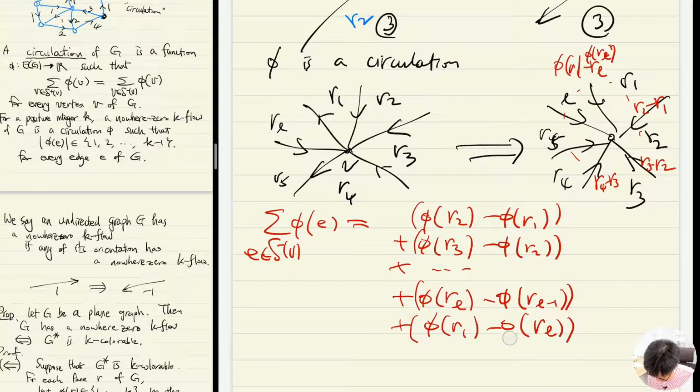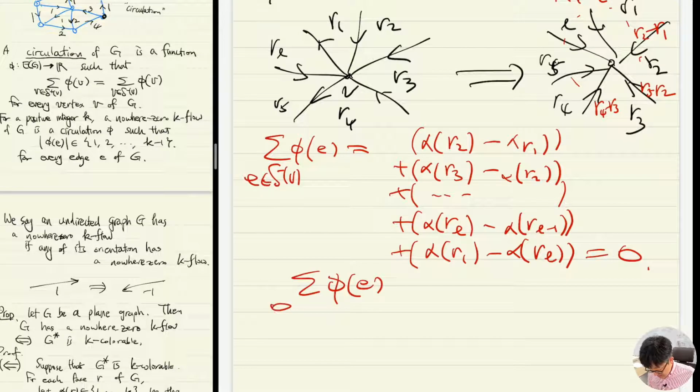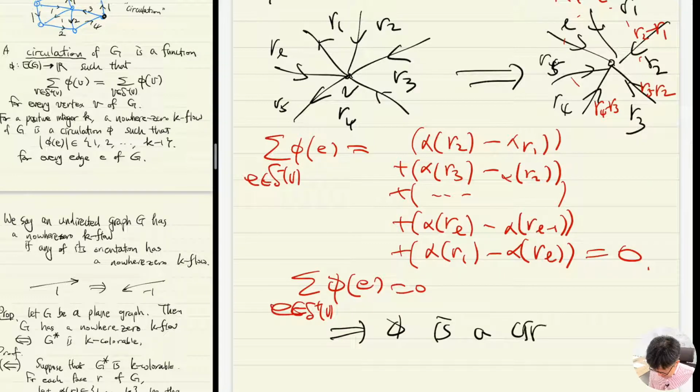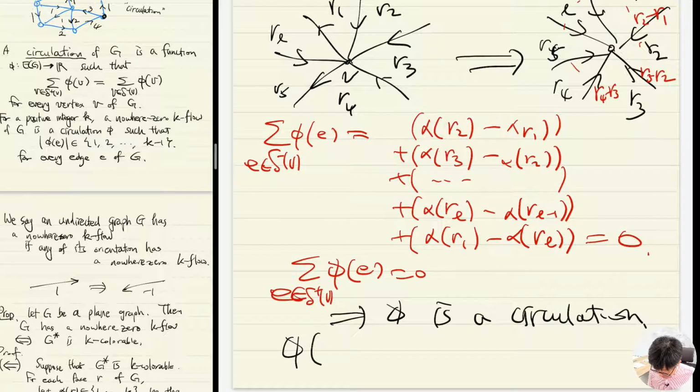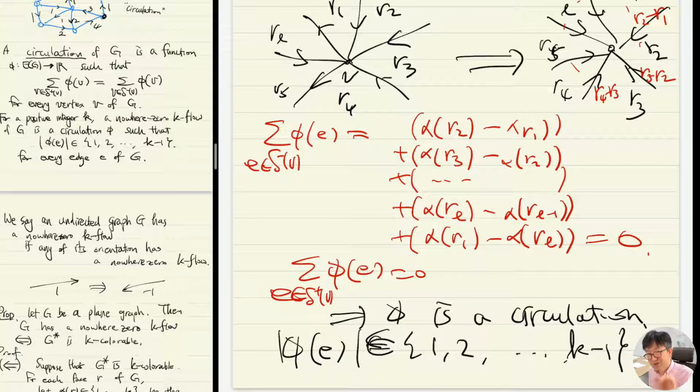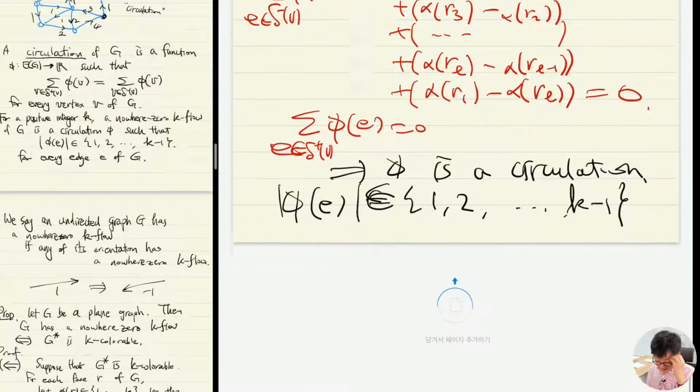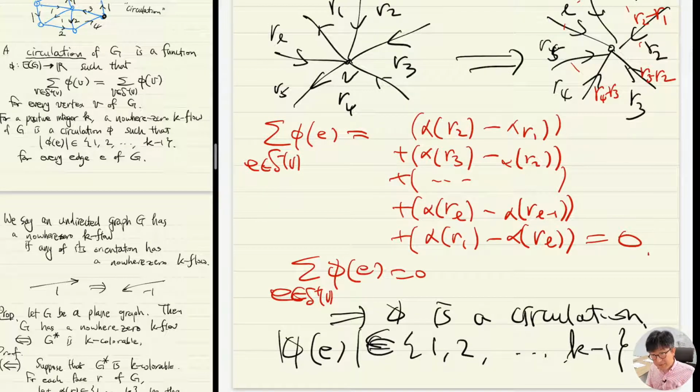Alright, so these are alpha, the colors, and that sums to 0, and there are no outgoing edges. So that means phi is a circulation. Furthermore, phi of E is always in 1 to k minus 1, because it's a difference of two colors, and adjacent things have different colors. It was coloring: in the original plane graph coloring, two adjacent vertices get distinct colors.